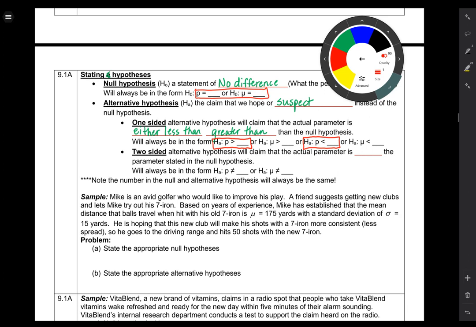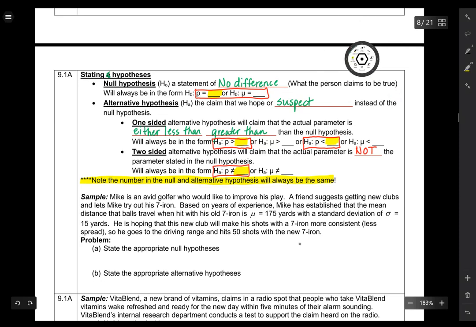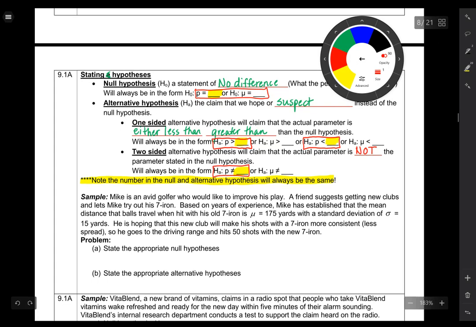And then we have a two-sided alternative hypothesis. It will claim that the actual parameter is not the parameter stated in the null, and it will look like this. And the thing to remember is all of these numbers right here will be the same values. And I wrote that right here. So note, the number in the null and alternative hypothesis will always be the same.